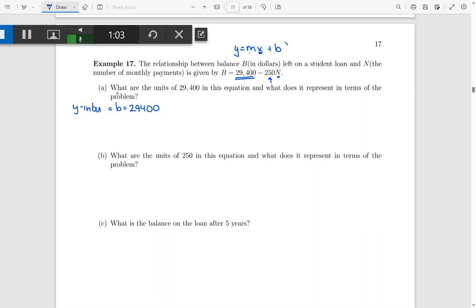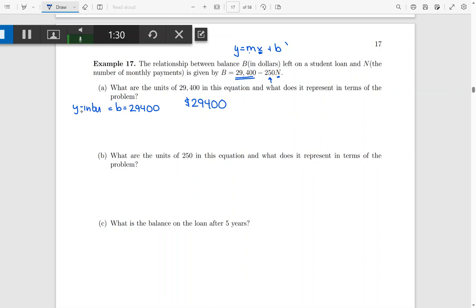But in terms of the problem, what does this represent, and what are the units on it? Well, remember, the y-intercept means it's where it crosses the y-axis. So the units of our y, or our output, is going to be in dollars. So this is representing $29,400. But then, what is that?